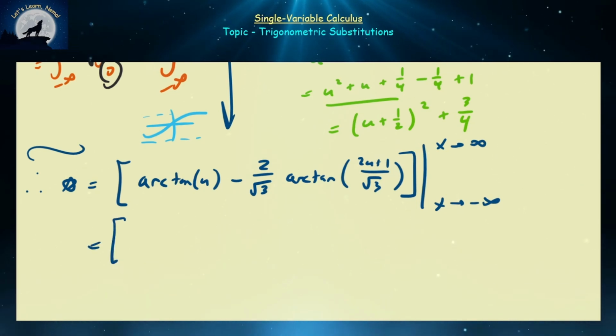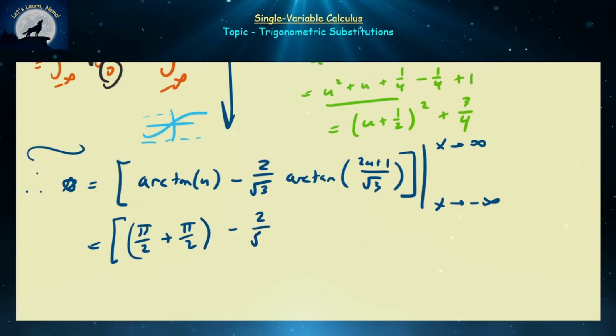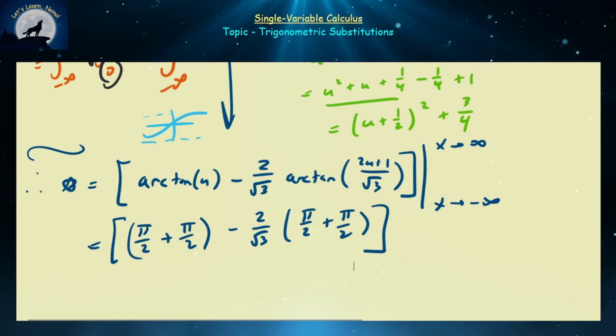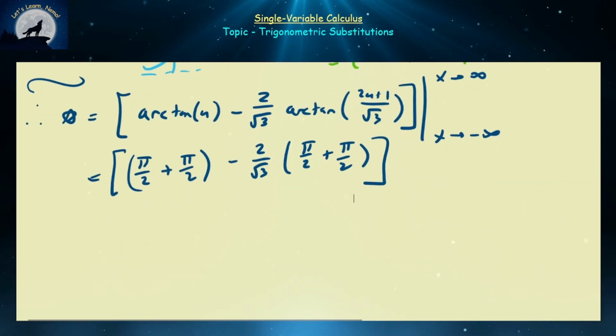So this is going to be equal to what? Arctangent of infinity is pi over 2, minus the arctangent of minus infinity, which is minus pi over 2. So that's going to be negative pi over 2, which gives us a total of pi. We have this minus 2 over the square root of 3. And what is that? 2u. So 2 times infinity is infinity, plus 1 is infinity, divided by a finite number is infinity as long as it's positive. So that's still going to be the arctangent of infinity minus the arctangent of minus infinity. So that's still going to give us our typical pi over 2 minus negative pi over 2. So once we have that, what are we going to be left with?